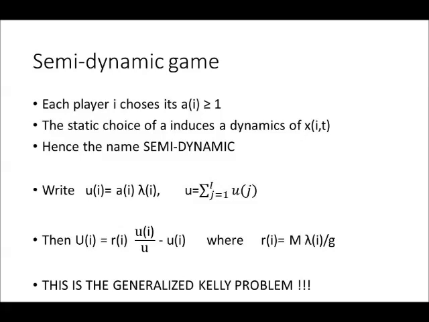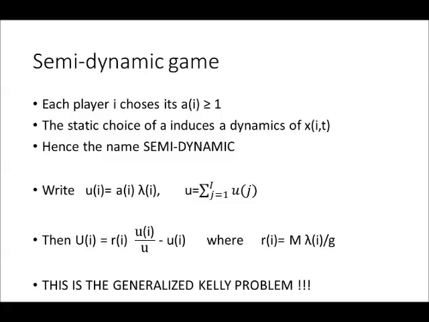The game now consists of a choice which is done initially at time 0 of the multiplicative factor AI by which we accelerate the popularity of each one of the players I. This static choice induces a dynamics of X. This is why we call it semi-dynamic. It's the combination of dynamics that we get from a fixed choice in the beginning.